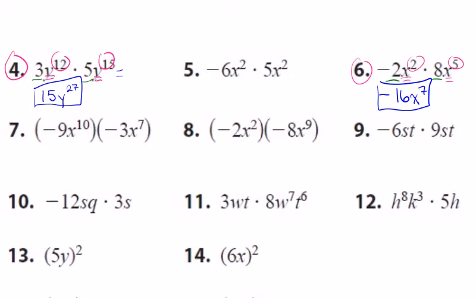All right, and then let's try number 10. So here we have negative 12 and 3 as coefficients. So negative 12 multiplied by 3 is negative 36. All right, and then we have s multiplied by s. Those are like bases. Remember, they both have an invisible 1 as an exponent. So s times s is s squared. 1 plus 1 is 2, right? And then the q, since it doesn't have a like term, it's just going to come down.